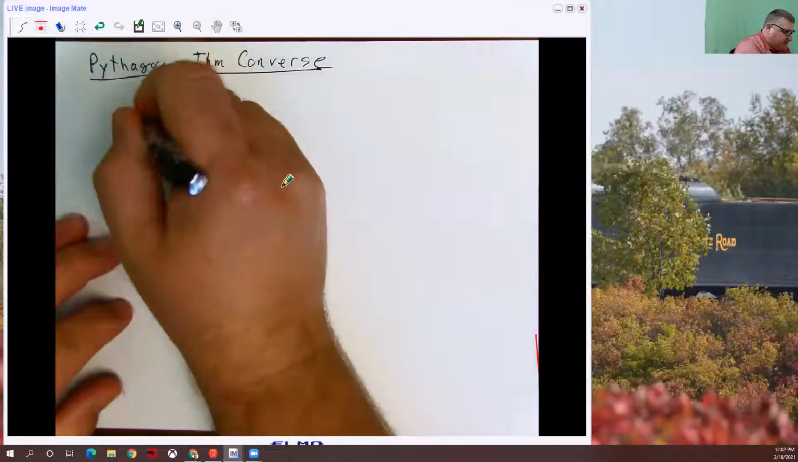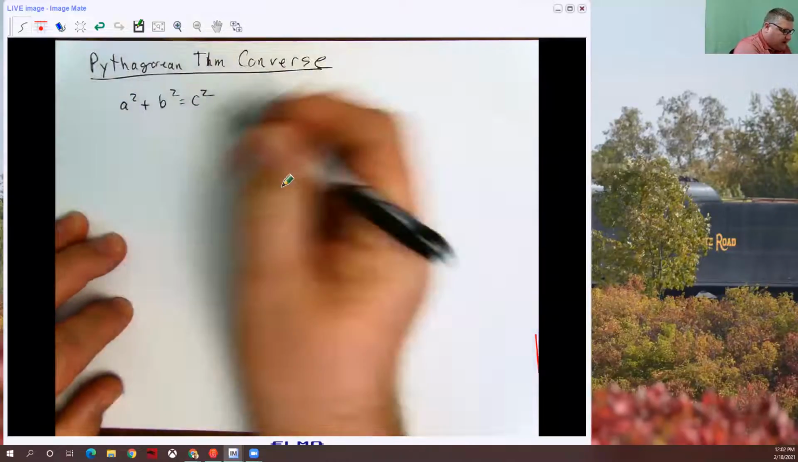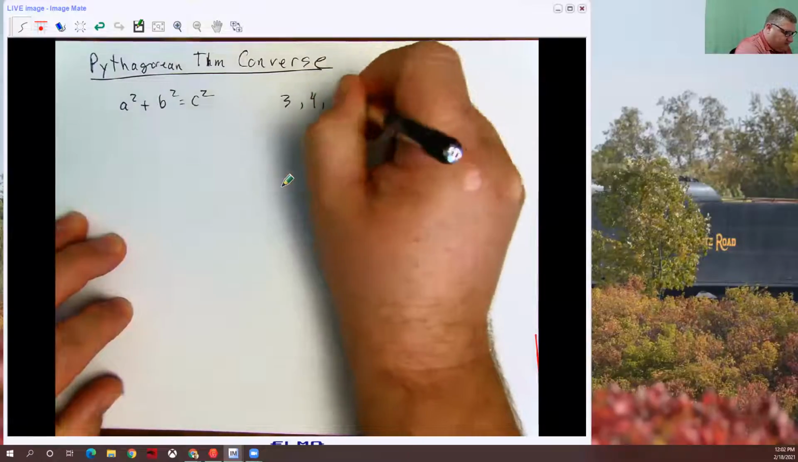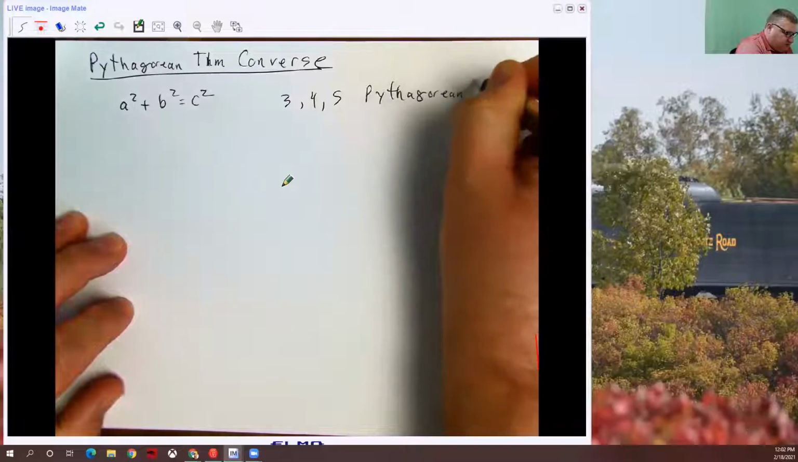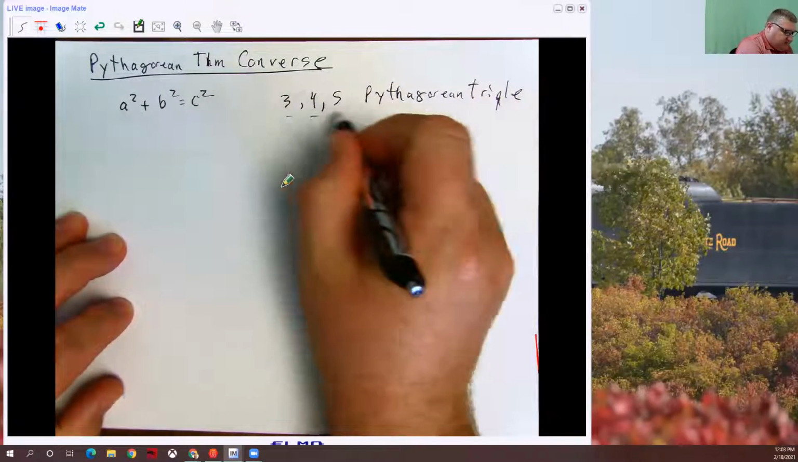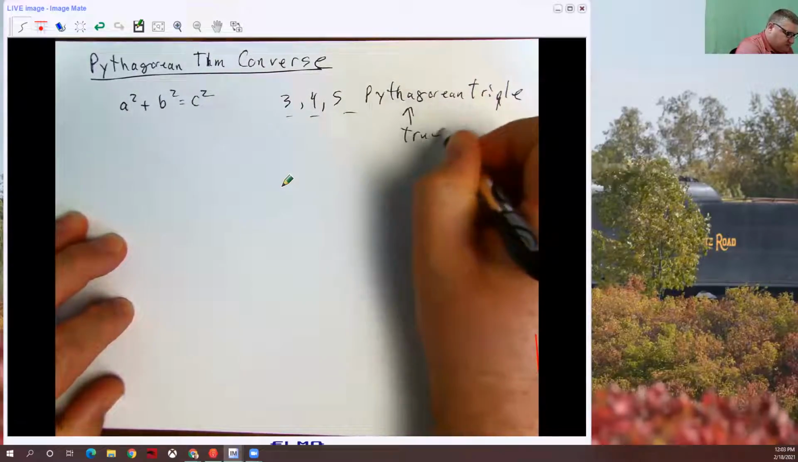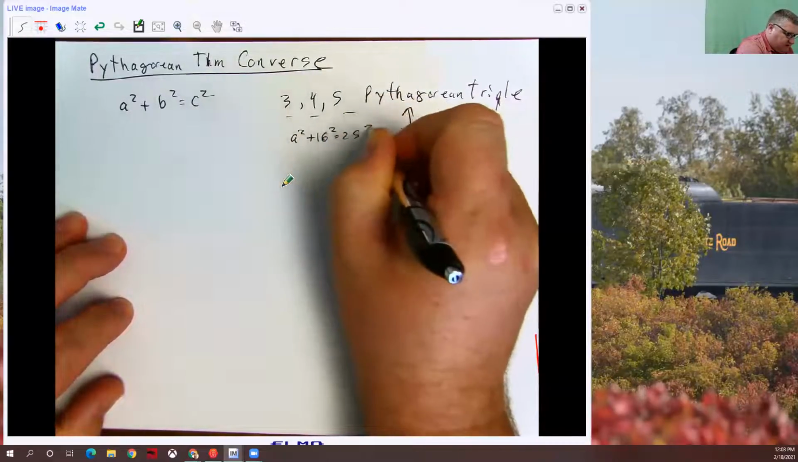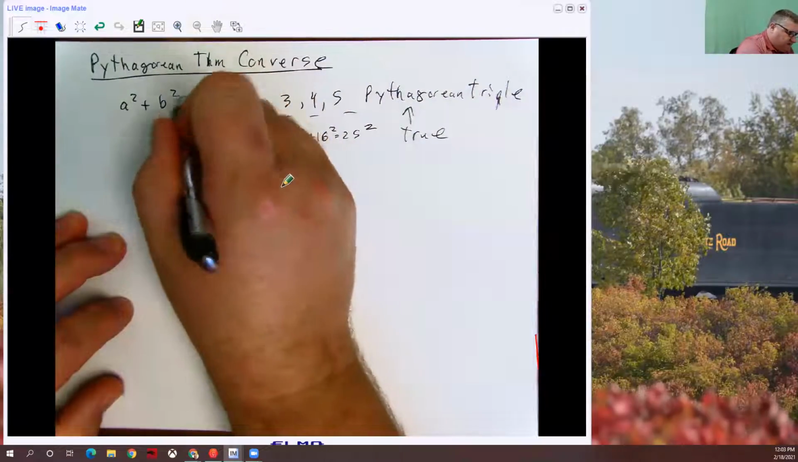So in this particular case, a squared plus b squared equals c squared. However, if I have something like 3, 4, and 5, that makes a Pythagorean triple, because that is a set of 3 sides that makes the Pythagorean theorem true. So we have 9 plus 16 equals 25, and that works out really nicely. But that's only if it is equal.